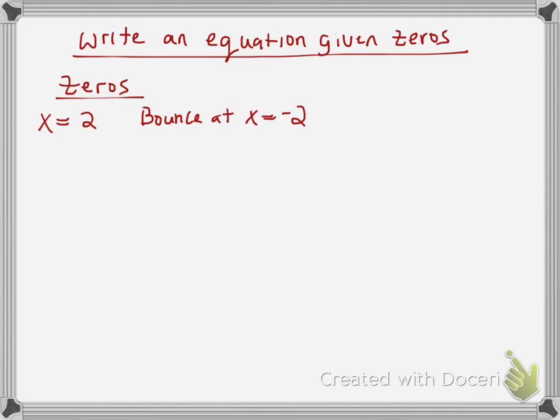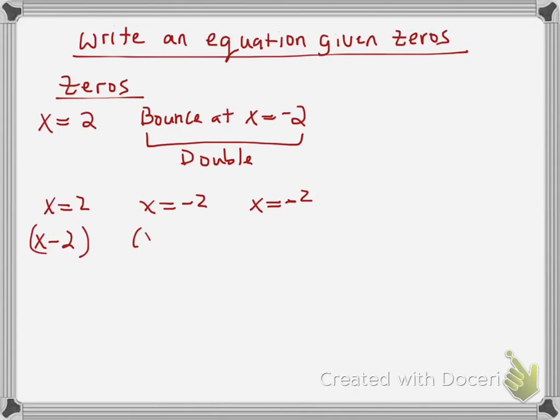In order to do that, you need to identify every single zero that you have. Now remember, a bounce just means that's a double zero. So I'm going to list out my zeros: x equals 2, x equals negative 2, and my last one, x equals negative 2 as well. The bounce means it happened twice, so we write it twice. Now that you have your zeros, write your factors. My first factor is x minus 2, my next is x plus 2, and my other one is also x plus 2. Remember, that gets repeated.